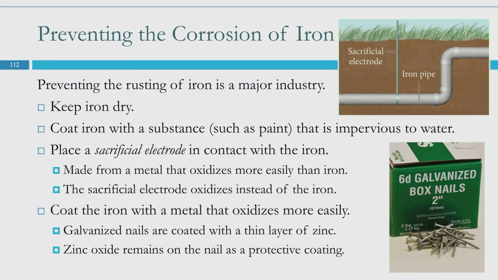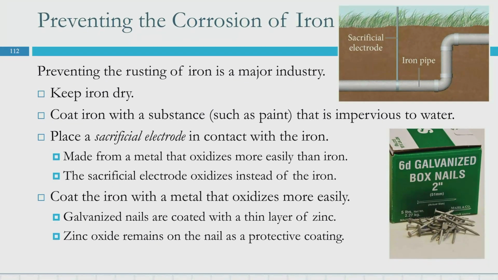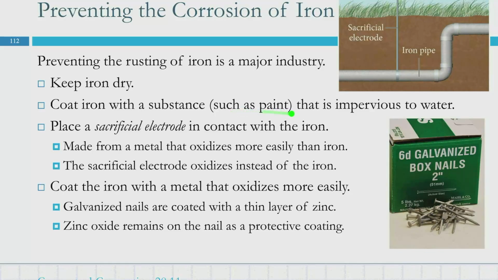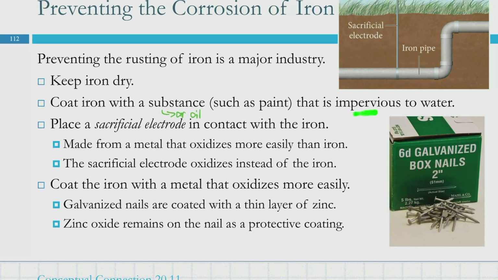There are some ways to prevent the corrosion of iron, and this is a major industry. So one way is just don't let it get wet, or don't let it get wet for very long. So like if you have a cast iron pan, it's got iron in it. You don't want it to be wet for long periods of time unless it's got a good coating on there. Even so, you still don't want it to be wet for a super long time because it is going to be more prone to rusting. Another thing you can do is coat it with a substance like paint, or in the case of cooking, with oil to protect the cast iron pan. Just anything that will keep water out.